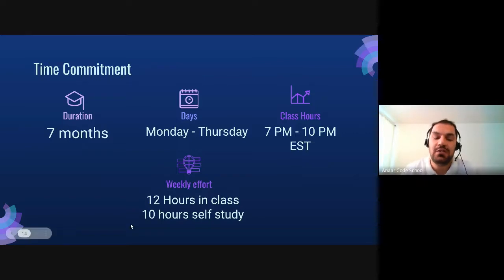How much weekly effort is actually needed for this class to be successful? So we are talking about our own experience. Again, this could be different from person to person. Based on our experience, for an average student, we are having 12 hours of class, because 4 days a week, 3 hours a day, that's 12 hours each week. And then you will probably need around 10 hours of self-study to review the materials that we cover in the class, and do assignments and everything. So basically 12 hours in class sessions, and 10 hours of your own self-study. So we are talking about anywhere between 20 to 22 hours.